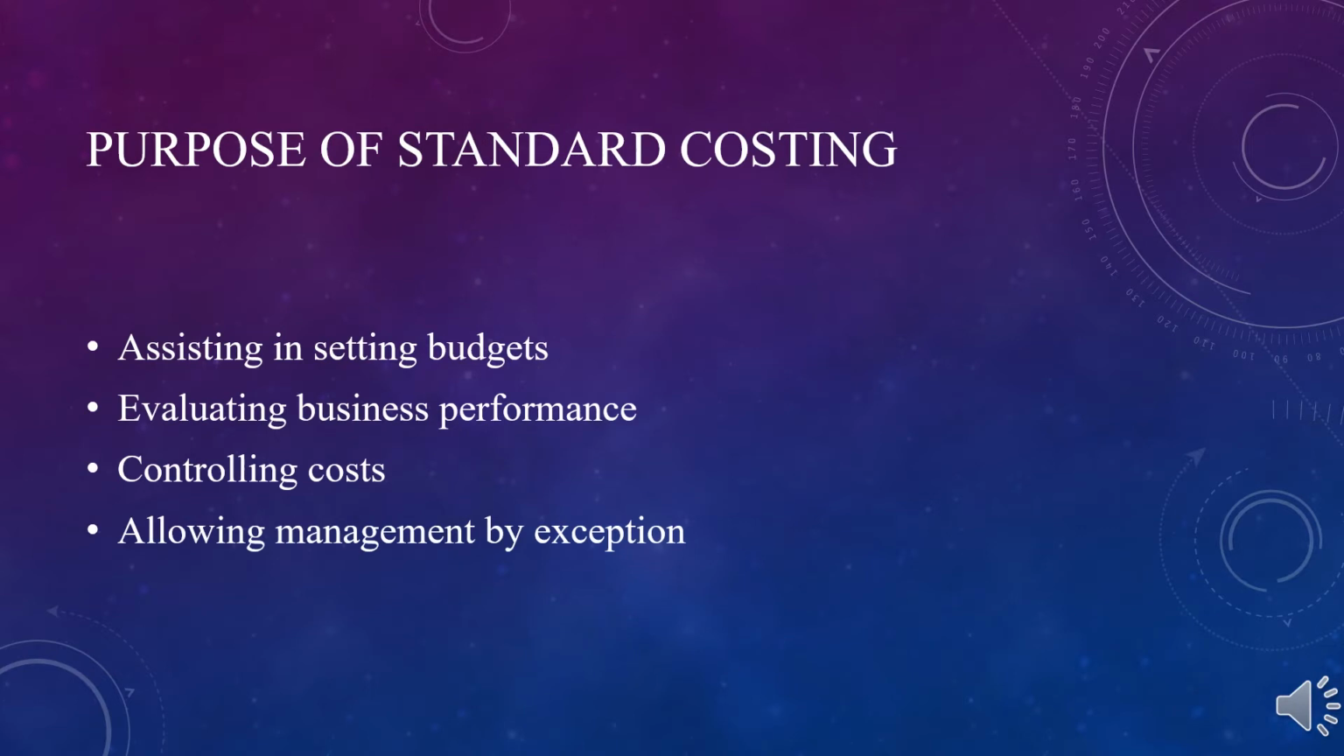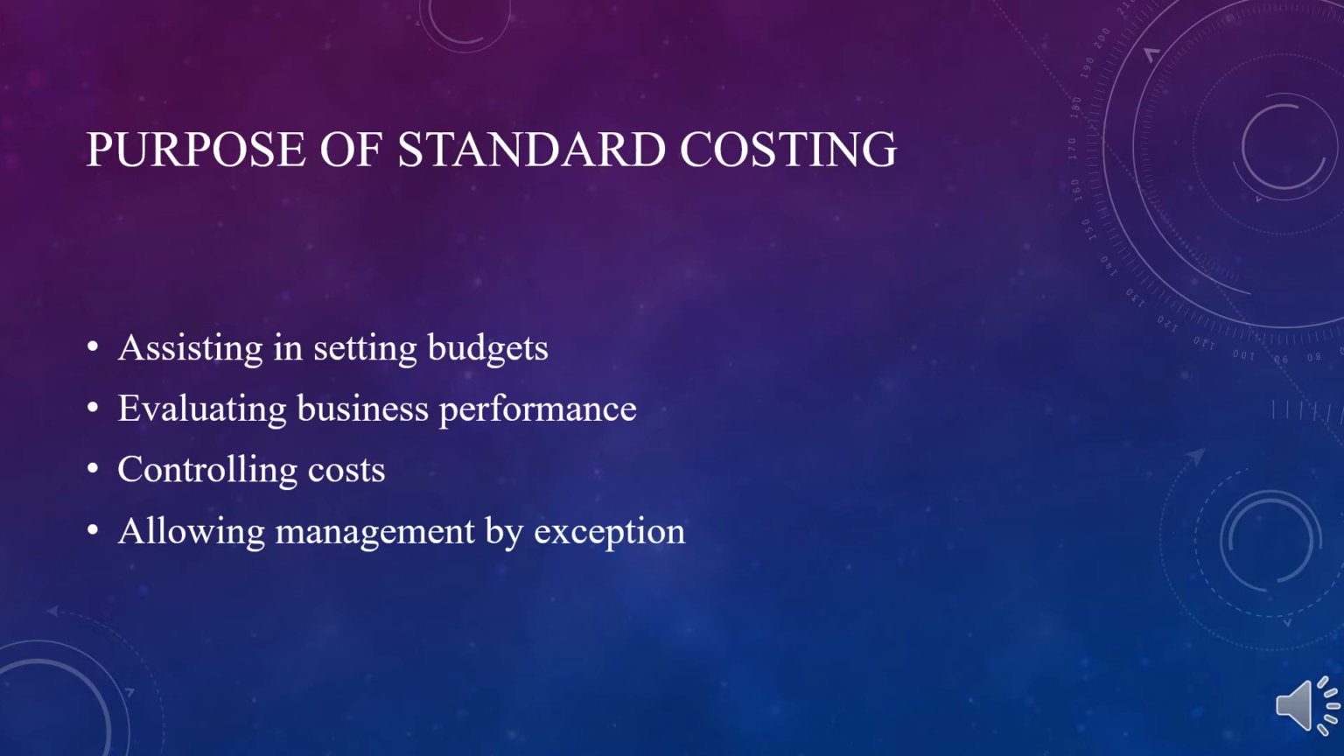A standard cost relates to the cost of one unit of production. Standard costing is a management technique that compares the actual cost of one unit of production with the standard cost. The differences of the standard and actual would then be analyzed and investigated, which is known as variance analysis. The purpose of standard costing is simply identified as assisting in setting budgets, evaluating business performance, controlling costs, allowing management by exception.